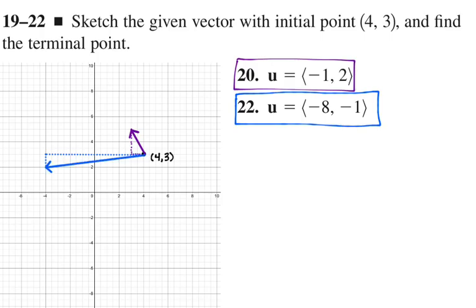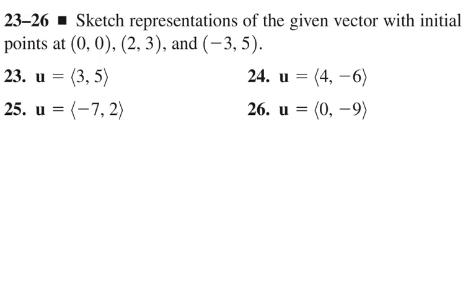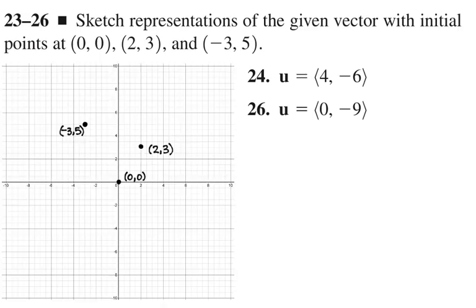And there's problem number 22 at negative 8, negative 1. For this next set, we have 3 different points, and we're going to apply the same vector to all 3 points. So in number 24, I'm going to apply the vector 4, negative 6, and there it is. It's where I changed 4 and then went down 6. Again, the motion was the arrow, but we can describe how we got to that endpoint with the vector.